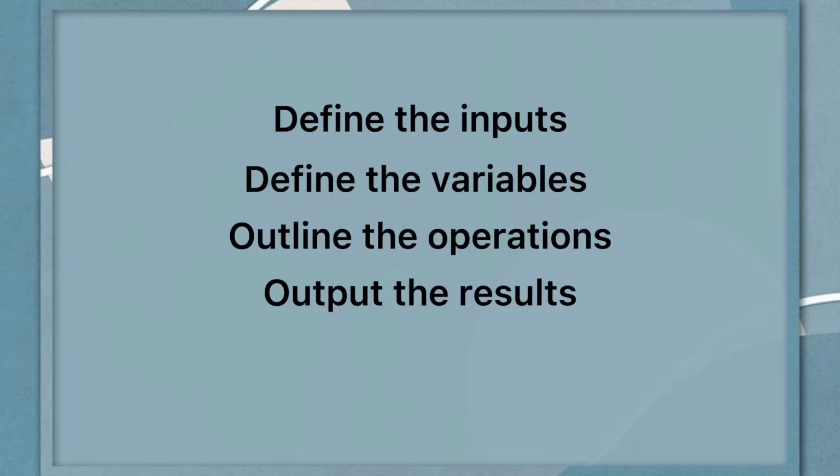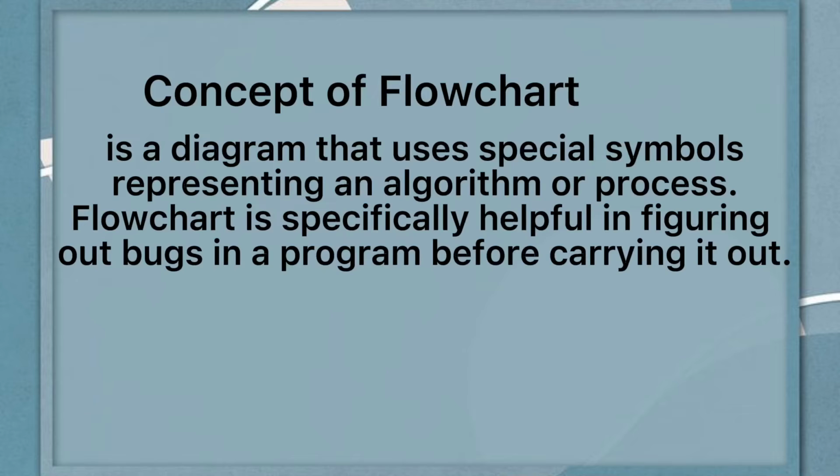Inputs are data to be processed. Variables are used to store information to be referenced and manipulated. Outline operations. Operations are actions or processes to be carried out to accomplish a task. Output the results. Output is the data generated after the series of operations.